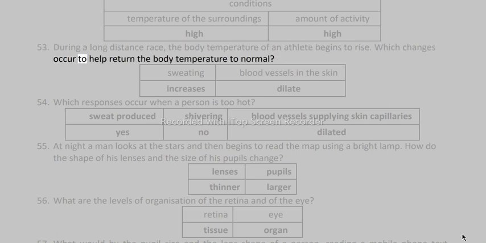53. During a long-distance race, the body temperature of an athlete begins to rise. Which changes occur to help return the body temperature to normal? Sweating increases. Blood vessels in the skin dilate.